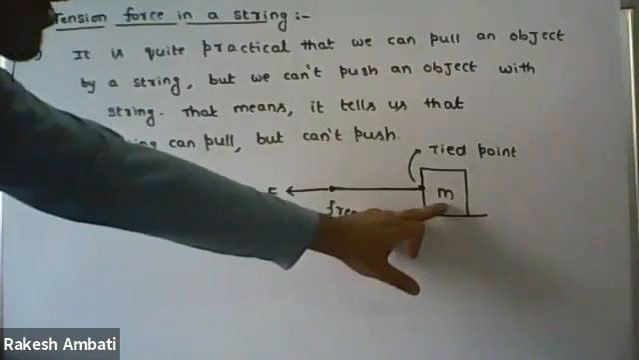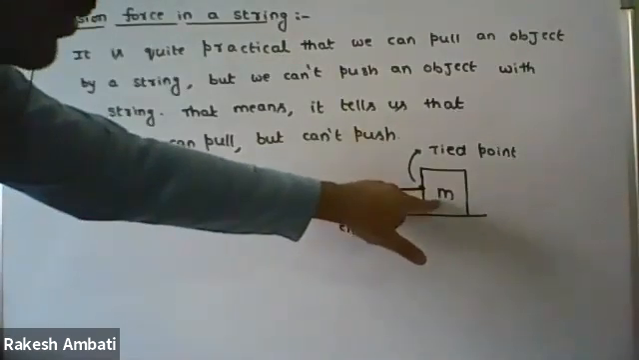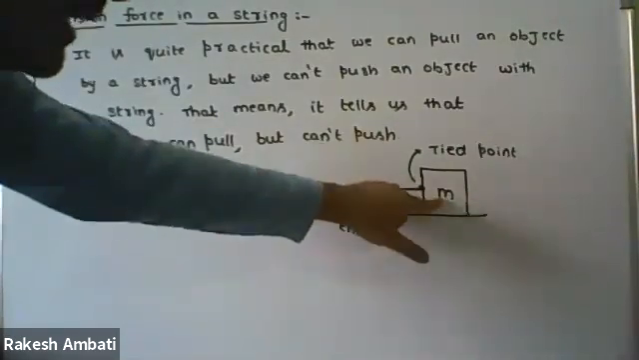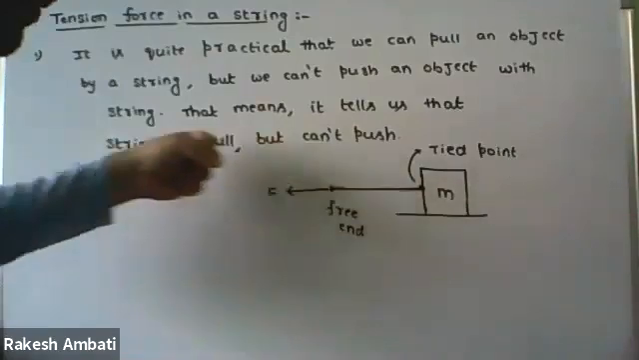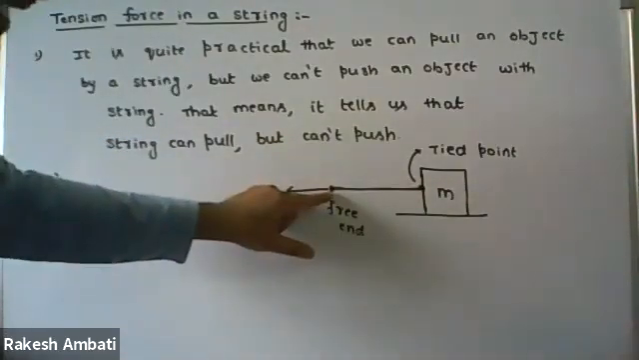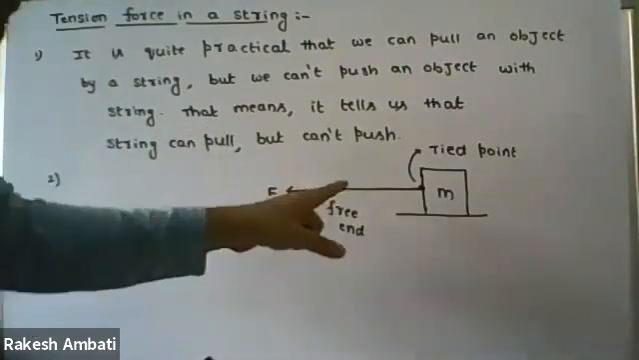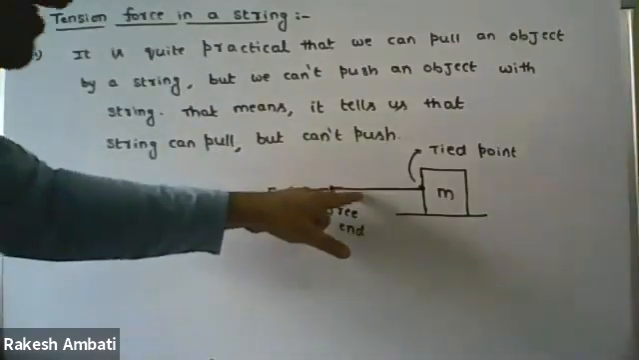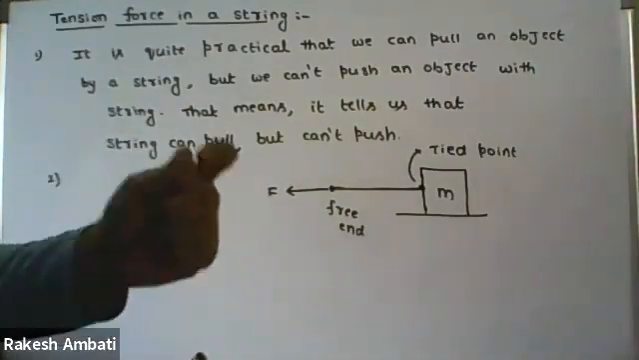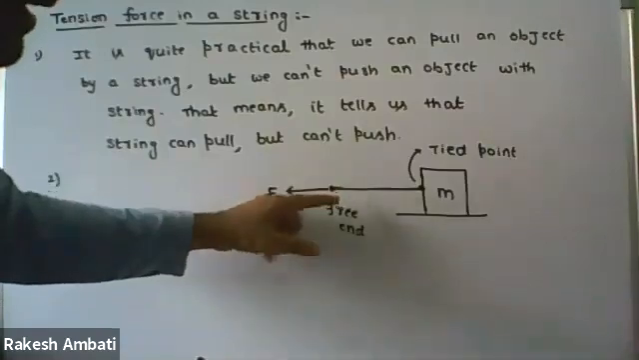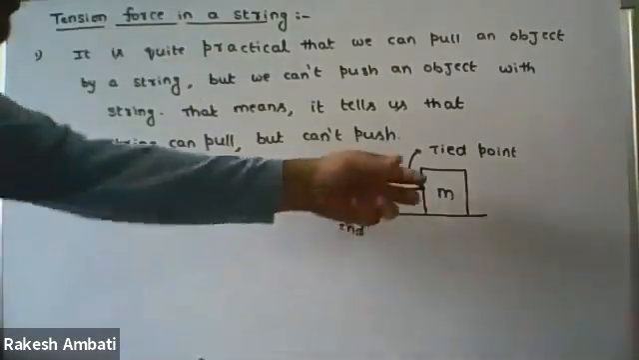So this is the object and this is the string. In the case of the string, one end is tied to the object. It is a free end. At the free end, we apply a force. When the force is acting at the end of the string, one type of force will be developed in the string. The force is nothing but tension force. The tension force will be developed only when the string is stretched.